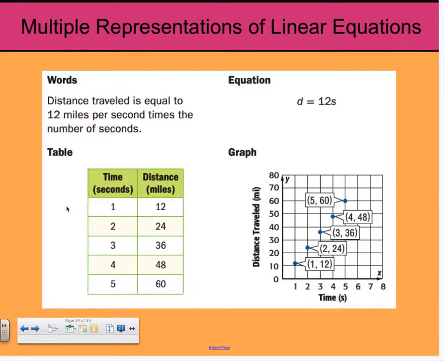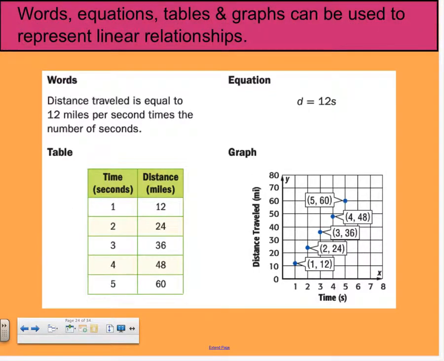We are going to continue our theme of looking at many different representations of linear equations. So what we need to know is that words, equations, tables, and graphs can all be used to represent linear relationships. Let's look specifically at the slope. It's easy to identify the slope in this equation. We see it as the coefficient of x, and that's how we identify the slope in the equation.